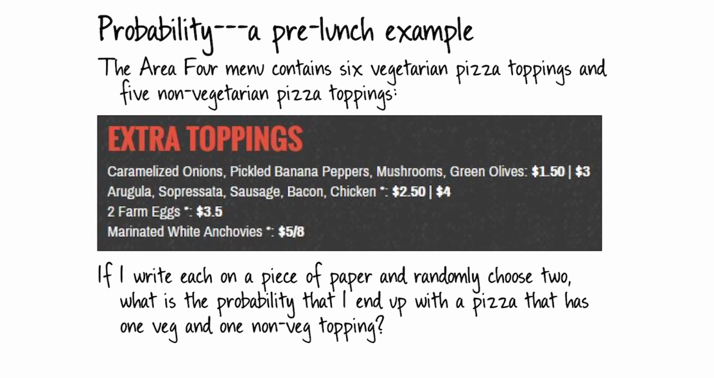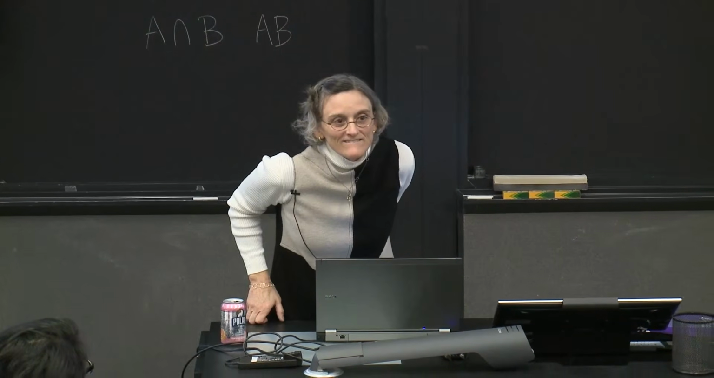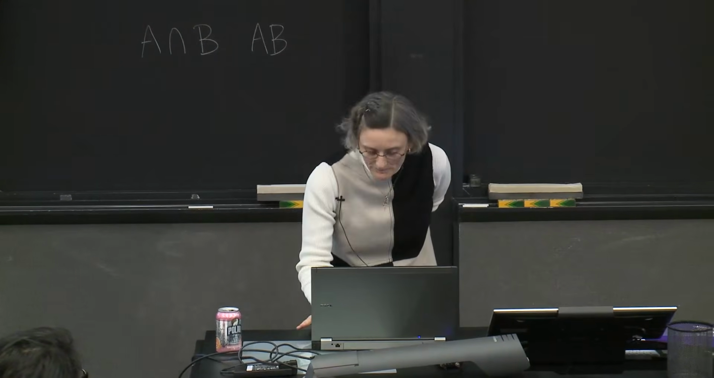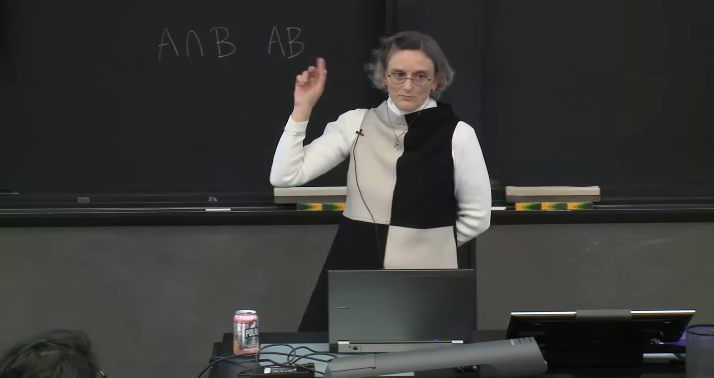So I write each topping on a piece of paper, and I put them in a hat, and I randomly choose out 2 toppings from 2 pieces of paper. What's the probability that I end up with a pizza that has 1 vegetarian and 1 non-vegetarian topping? Sorry. 6 over 11 times 5 over 10. So I think you're on the right track, but let me put up the explanation.